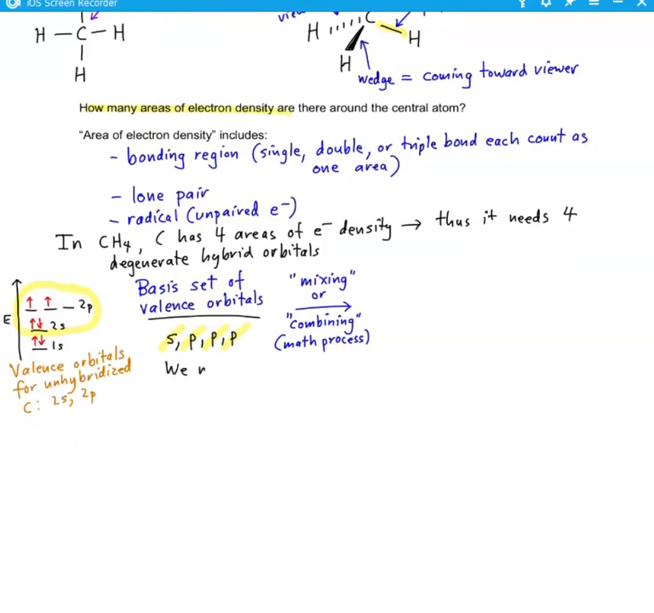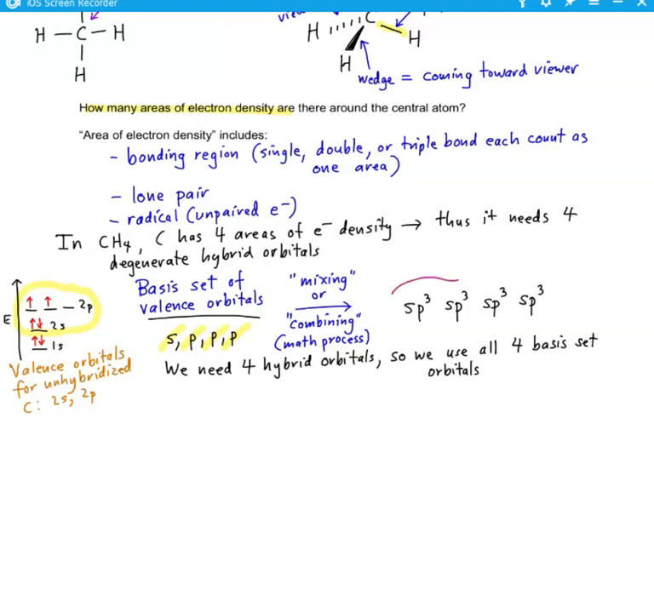So let's make a note of that. We need 4 hybrid orbitals. So we use all 4 basis set orbitals. So we're going to mix these together in various algebraic ways, and what we end up with are our 4 hybrid orbitals, which have the label sp3. So now that the carbon atom is hybridized, these are now the 4 valence orbitals on an sp3 carbon atom.